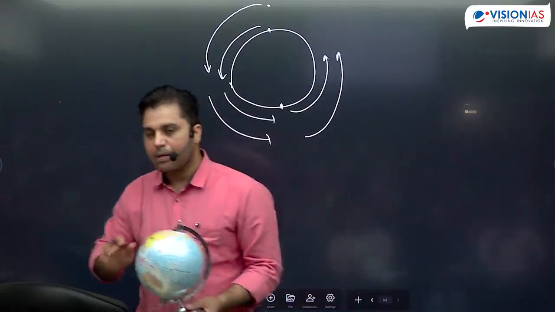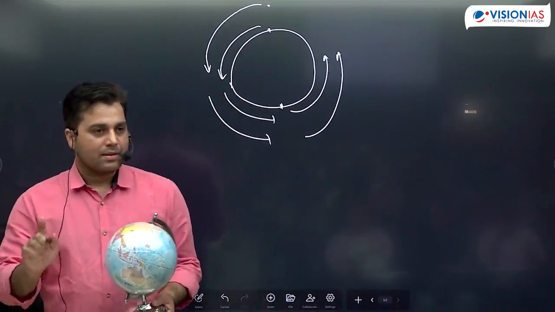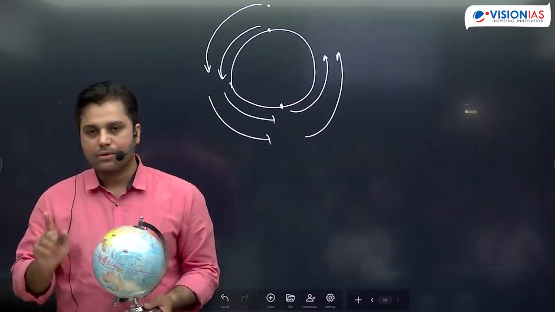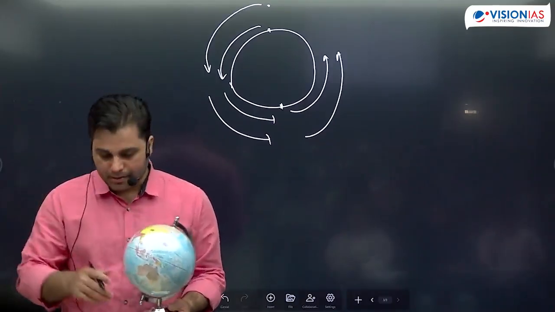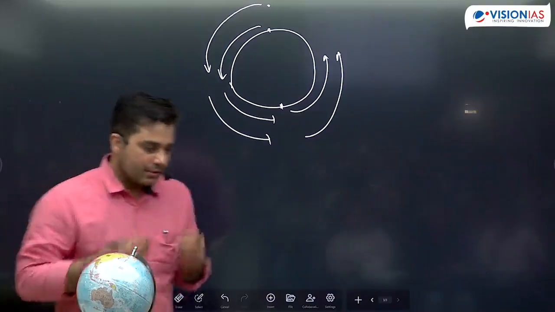Again, it's an amazing coincidence that Earth rotates so fast. It rotates once in 24 hours on its axis. There are very few planets which rotate faster than Earth. Jupiter rotates faster than Earth, but most of the planets actually rotate quite slowly. So it's quite useful for us.